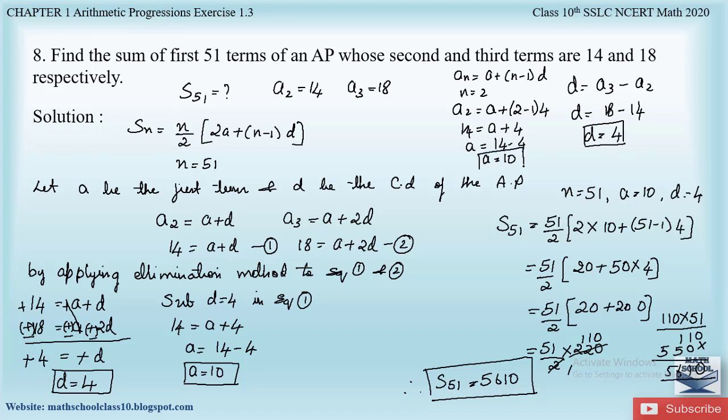So in this way also we can find the a and d values, and we can substitute in the sum formula to find the sum again. So this method also can be followed if you don't want to do this by the elimination method. So this is how we solve this problem. If you have any doubts, please comment below in the comment section.